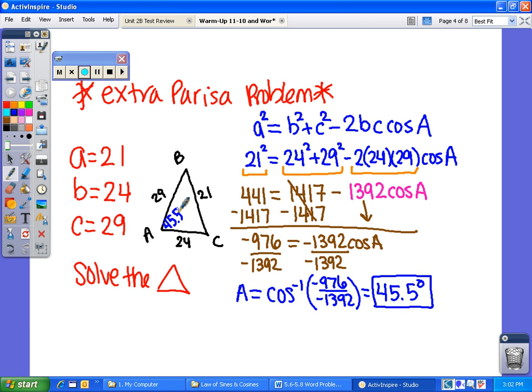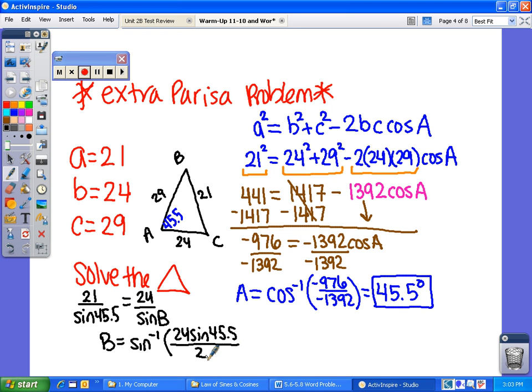Now, I'm going to be done with law of cosines, and I'm going to move back to law of sines. So for law of sines, I'm going to do 21 over the sine of 45.5, and let's solve for B next. Equals 24 over the sine of B. I'm going to cross multiply and use my arc sine now instead of arc cosine. And the answer that I'm given here is 54.6. So that is my value for B.